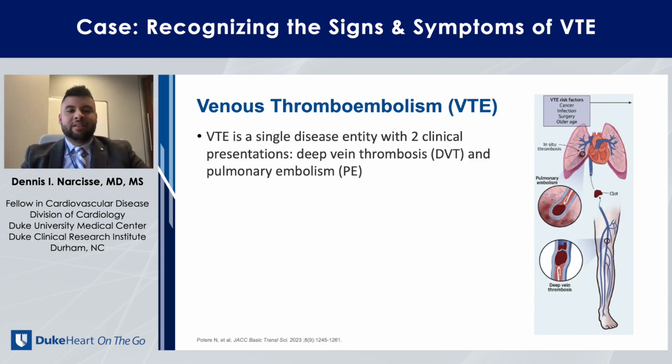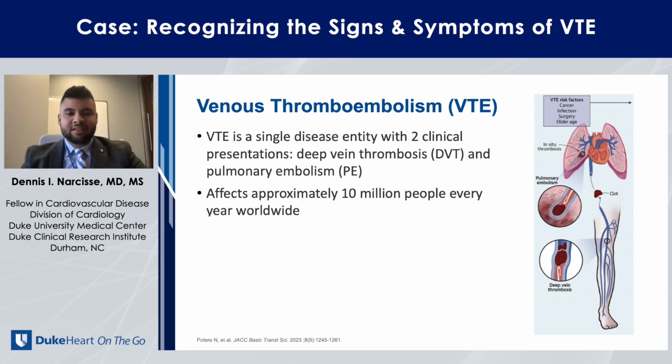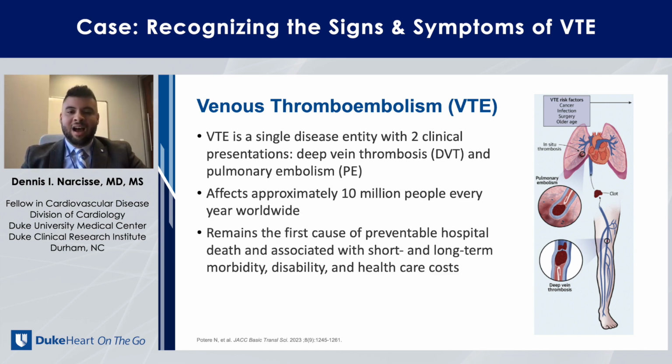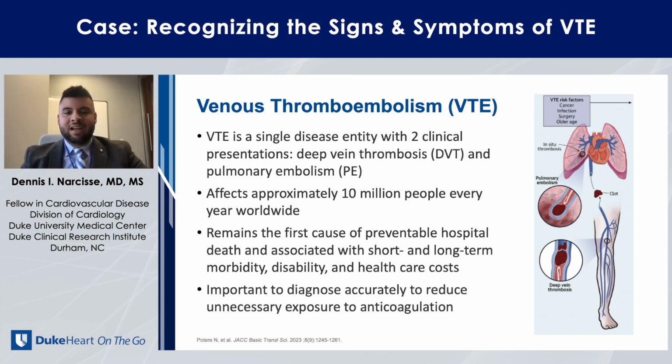So venous thromboembolism is a single disease entity that encompasses two clinical presentations, deep vein thrombosis or DVT and pulmonary embolism, and it affects over 10 million people worldwide every year. And it remains one of the highest preventable causes of hospital death and short and long-term morbidity and disability in our health system. And it's important to diagnose these patients accurately to both treat them appropriately and reduce their risk, but also to reduce unnecessary exposure to anticoagulation.